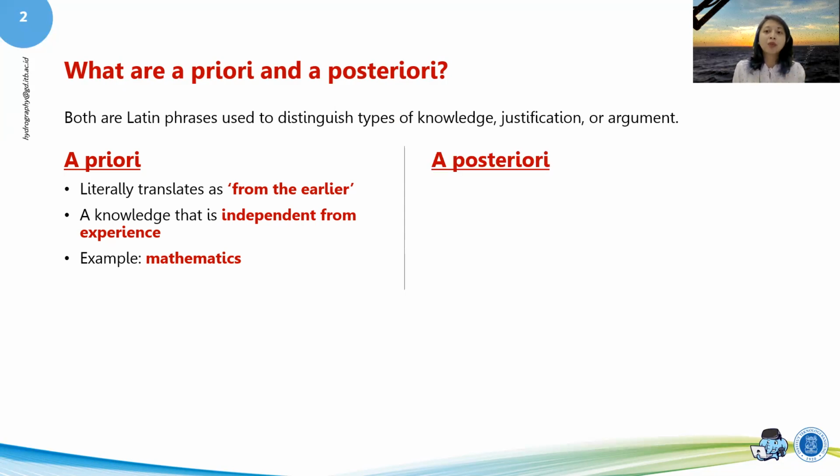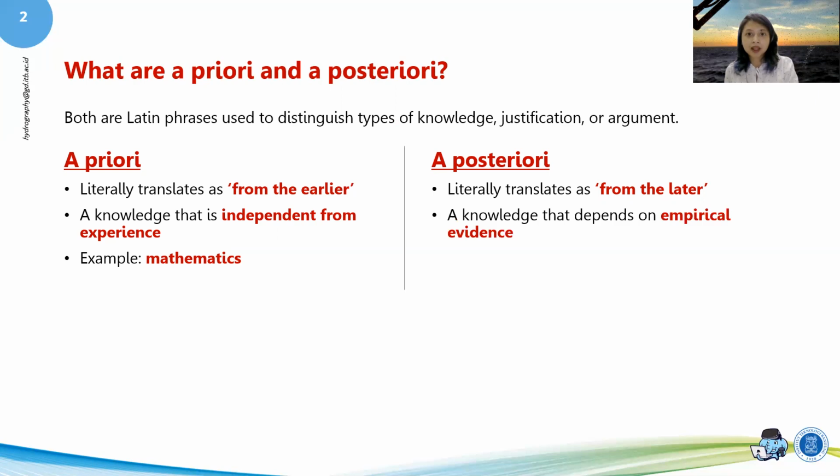And the second one would be a posteriori. This one literally translates as from the later. If a priori is something that came before something else, which is prior to something else, that's why it is called priori. A posteriori is something that comes after, so it's post of something. It's knowledge that depends on empirical evidence, so there must be physical evidence, or you have to see it happen. An example of this would be physics, because anything we are talking about in physics has to make sense in our physical world. When we're talking about gravity, it has to make sense that if the mass is greater, then the gravity pull would be bigger, for example.